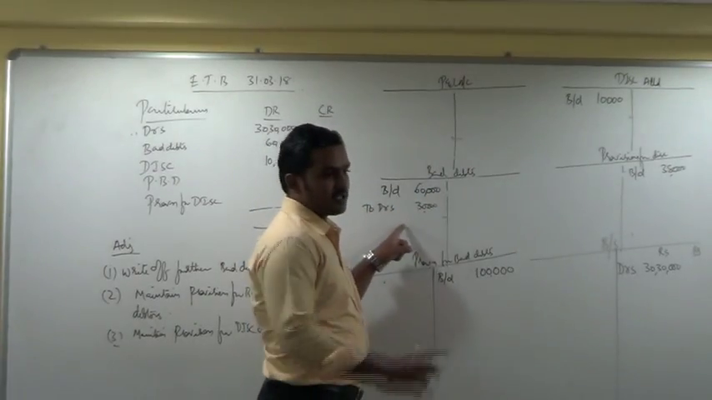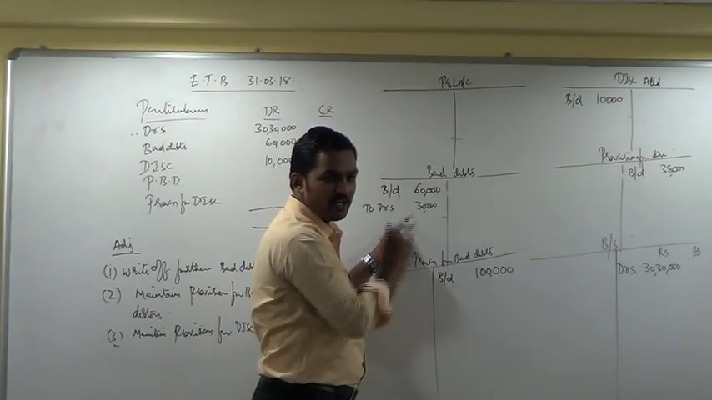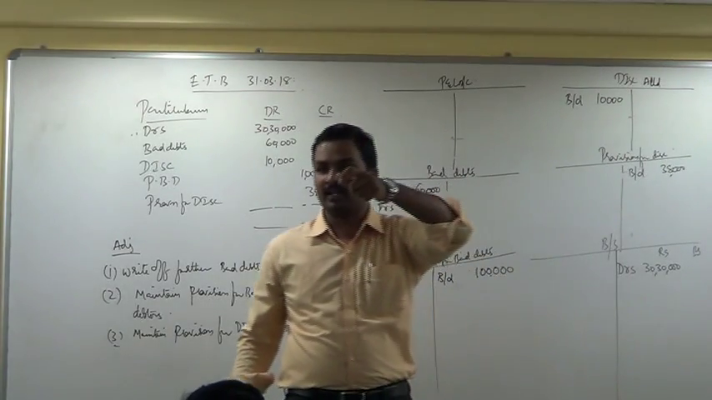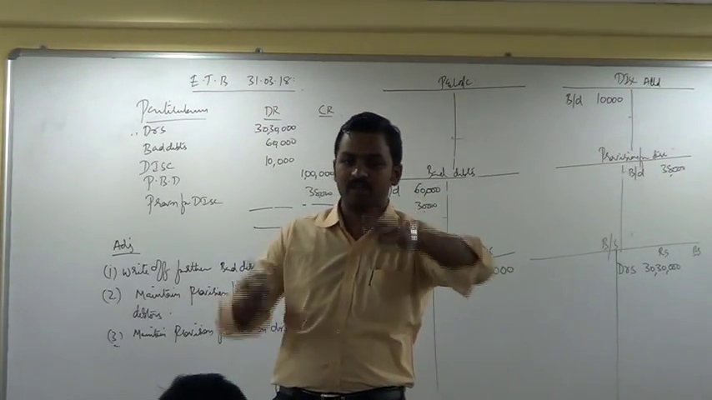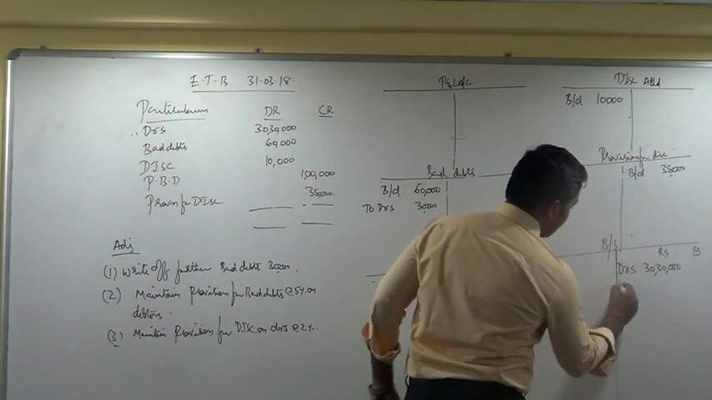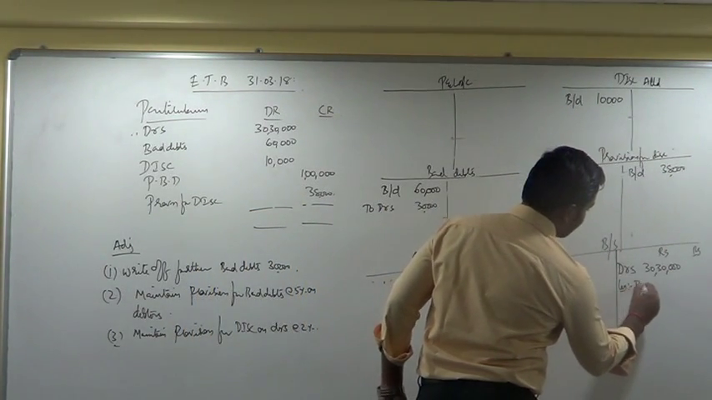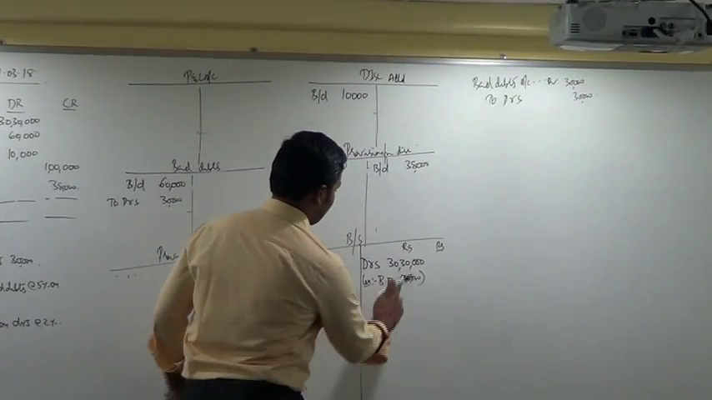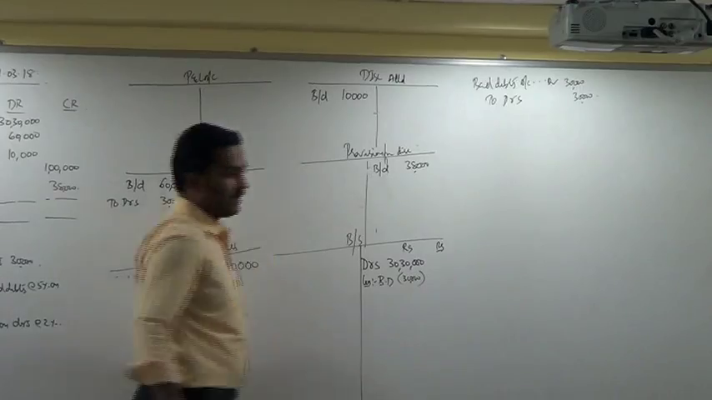Bad debts account is debited because this entry is asking you to debit the account. Debtors account should be credited. Debtors account shows a debit balance. If you have to credit the account, that means the balance has to be reduced. So write here: less bad debts 30,000.